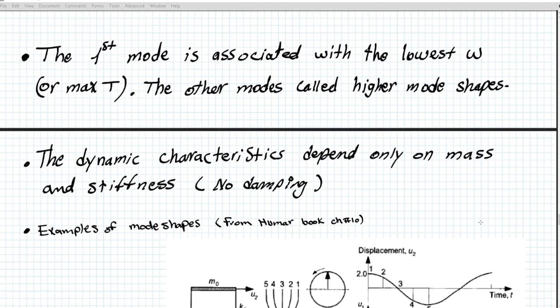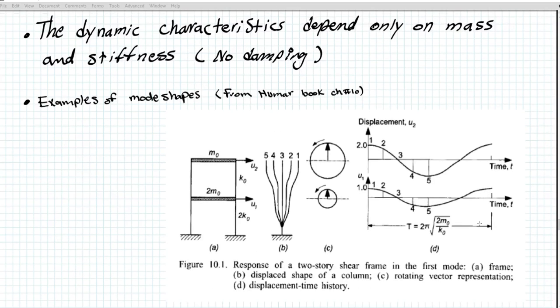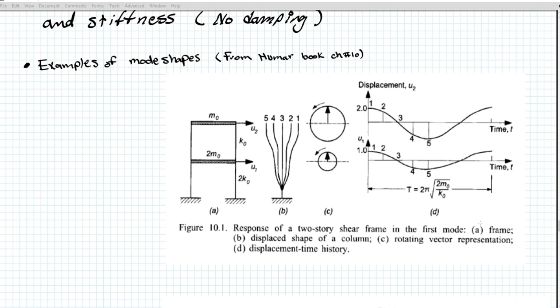Okay, and then I'm going to give some examples here related to the mode shapes. You can find this in Humar's book, Chapter 10. The representation is very nice actually, so I decided to show it to you here.